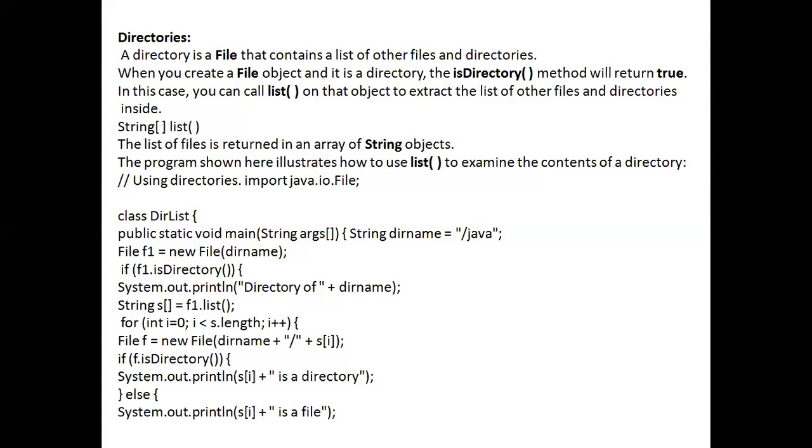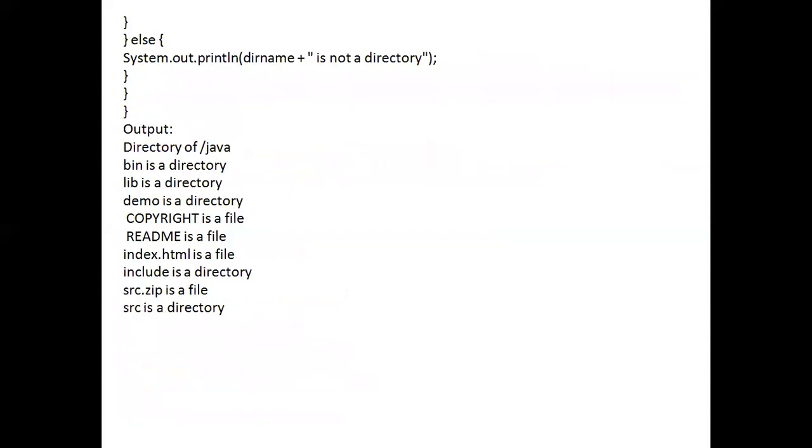So here the for loop is used to display whether they are files or directories. It may be a file, or it may be a directory. If it is a directory, then each directory name with "is a directory" is going to be displayed. If it is a file, then "is a file" is going to be displayed, else "is not a directory" is going to be displayed.